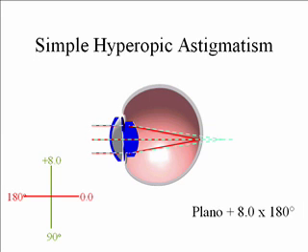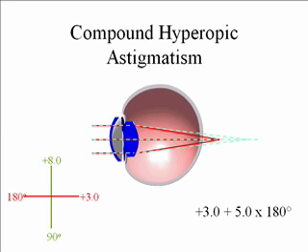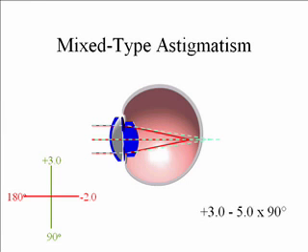Similarly, with simple hyperopic, one arm of the total power cross is 0. The other arm is +8. Is plus. One arm is 0, one arm is plus, therefore it's simple hyperopic. They're both plus here, therefore it's compound hyperopic. And one of the arms of the total power cross is plus and the other arm is minus. Therefore, this is mixed type astigmatism.